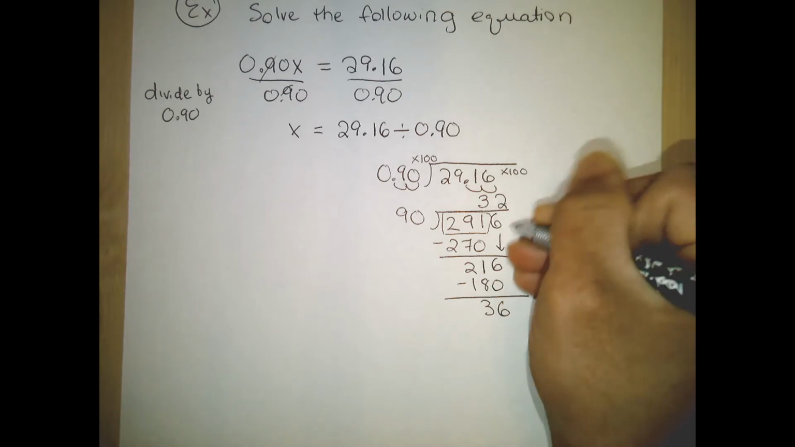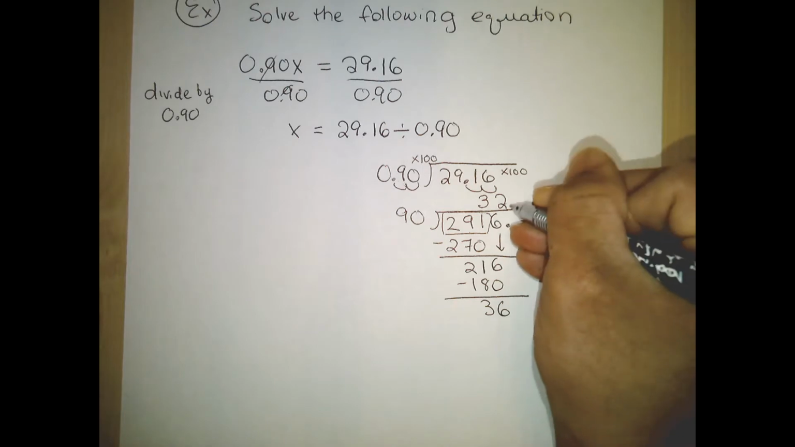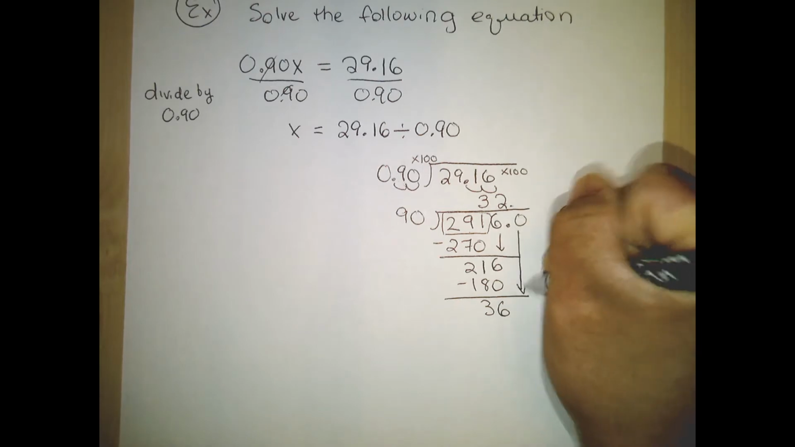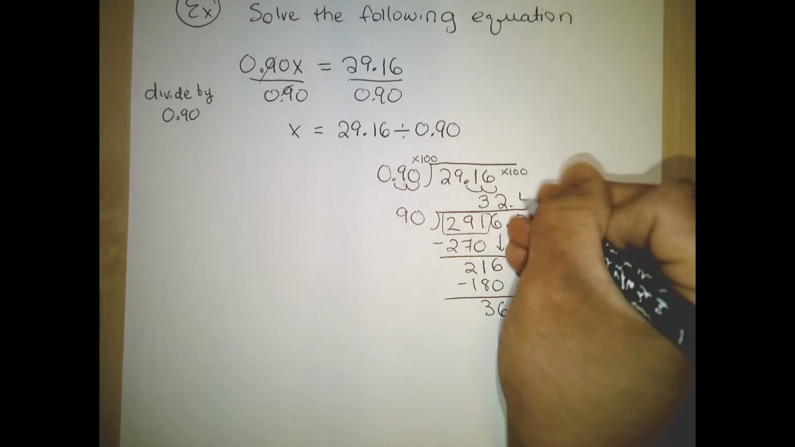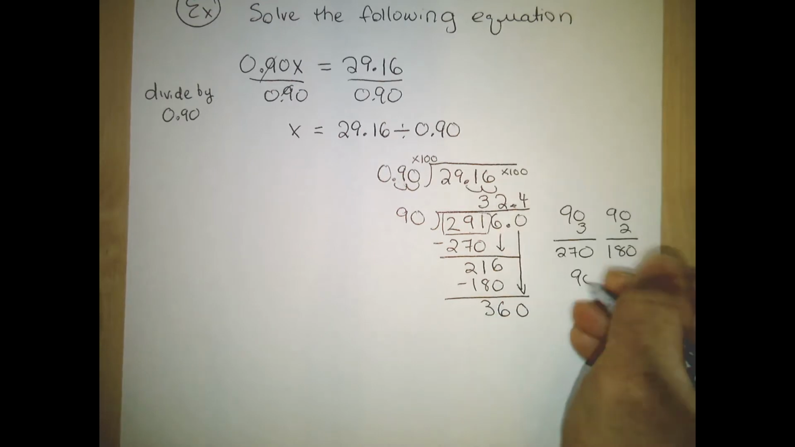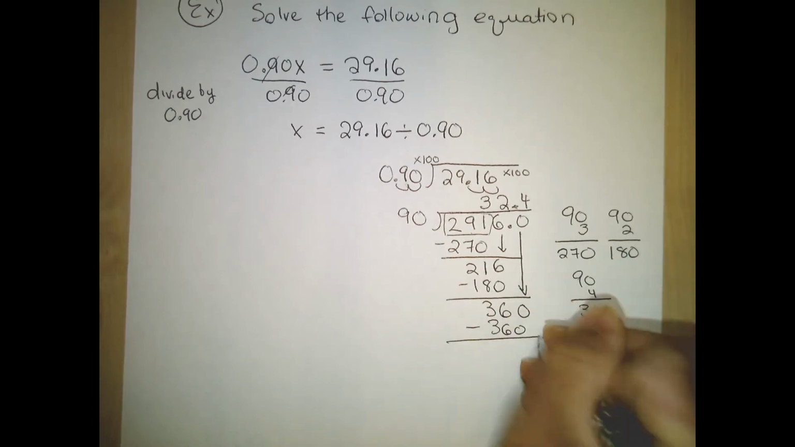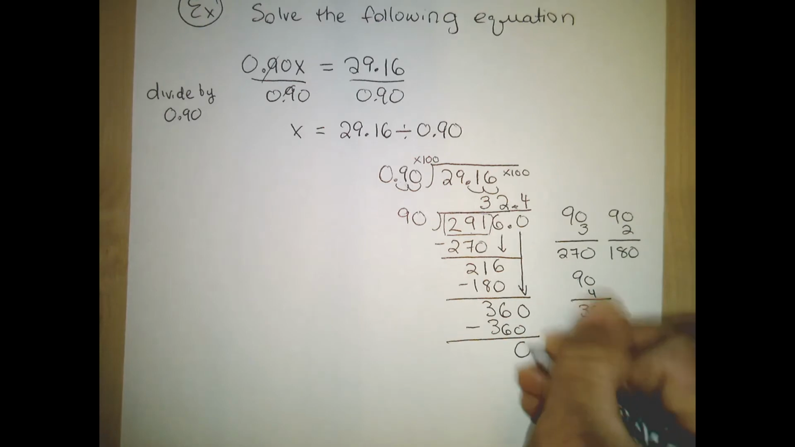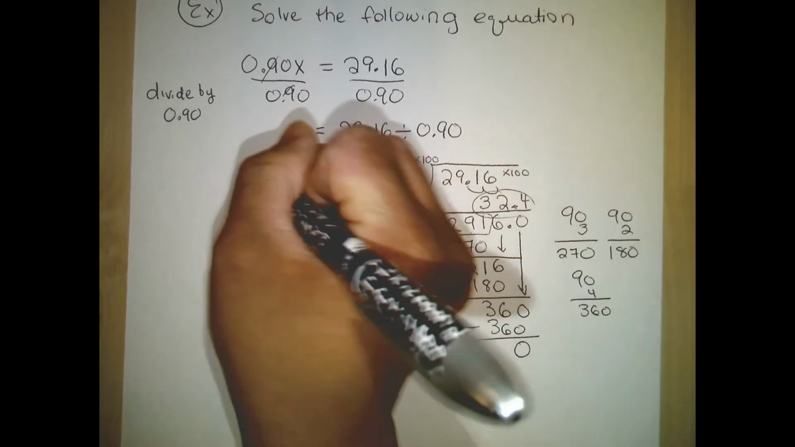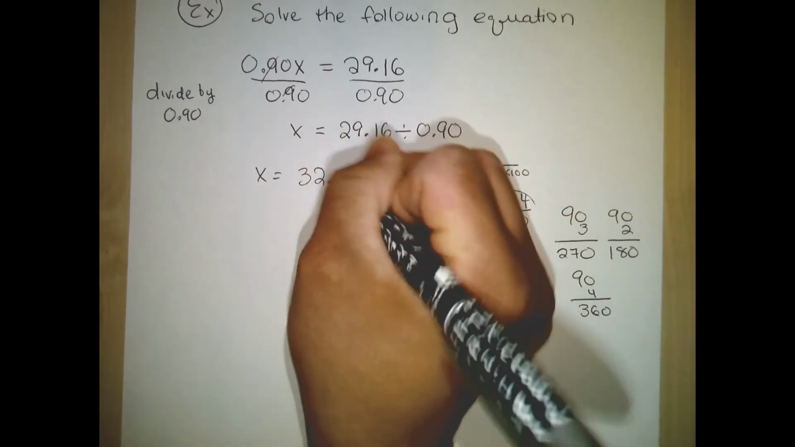36. Then I know that I need a remainder of 0, so I'm going to put 0.0 and bring down the 0. 90 goes into 360 4 times. So 90 times 4 is 360, so minus 360. And so 360 minus 360 is 0. So that means x is equal to the quotient here, which is 32.4.